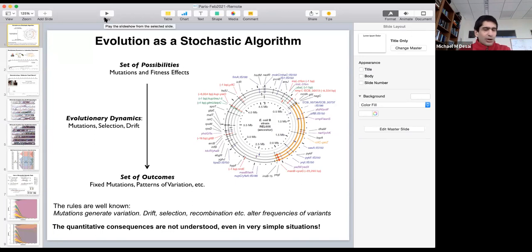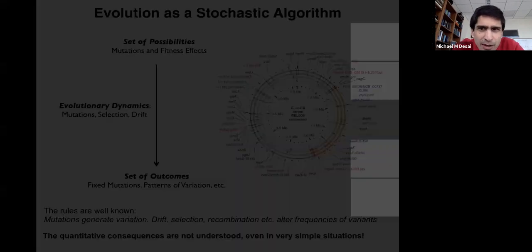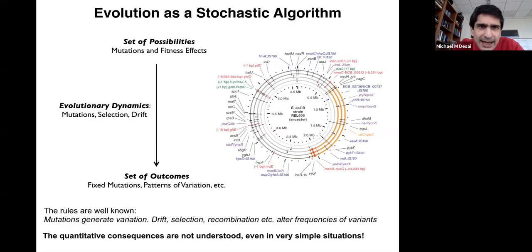So instead, I'm going to talk about standard stuff, work that we've been doing over the past few years, mostly on hold over the past year. As many of you know, I've been interested in understanding how evolutionary dynamics acts as a sort of stochastic algorithm to take us from some set of possibilities, some fitness landscape in any particular scenario, to the kinds of evolutionary outcomes that we observe, the patterns of variation and so on.